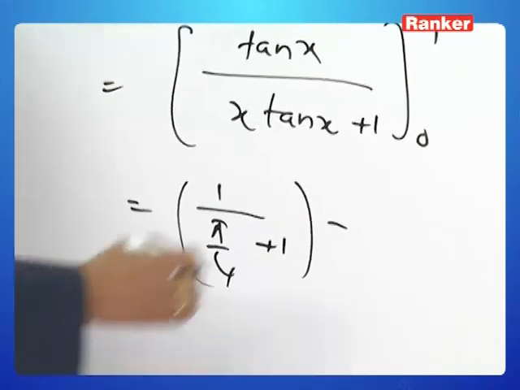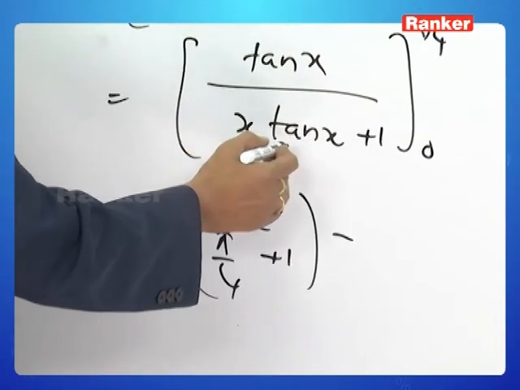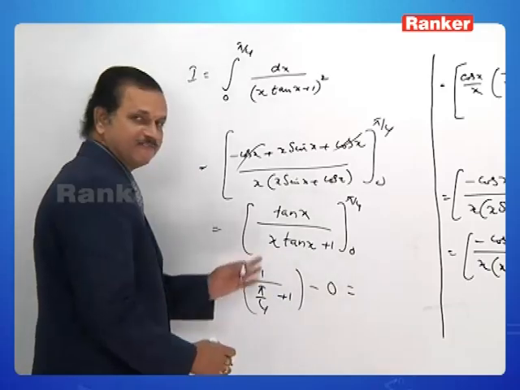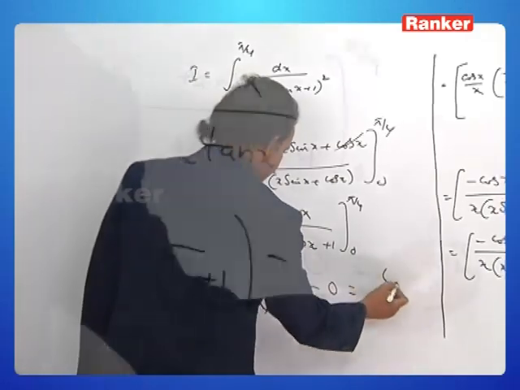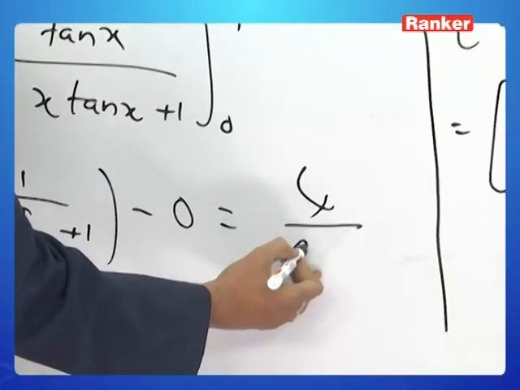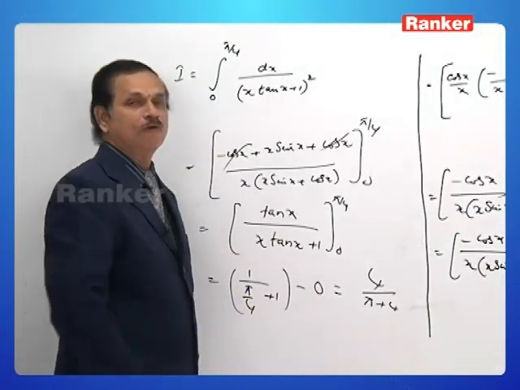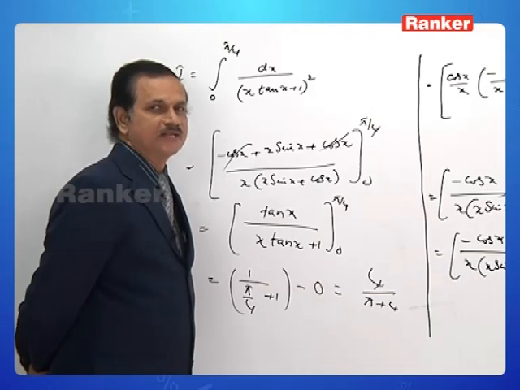If you take 0, tan 0 is 0, 0 plus 1 is 1, 0 by 1 is 0, so it is 0. You multiply 4 on both numerator and denominator so that you will be having 4 by pi plus 4 is the right answer. 4 by pi plus 4 is the right answer.